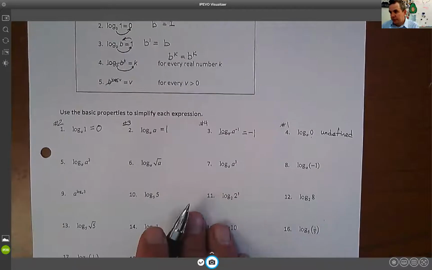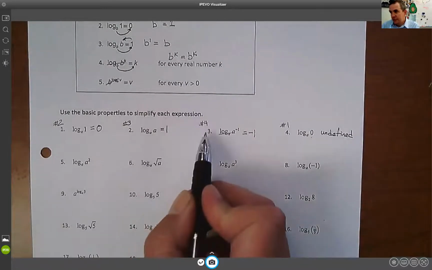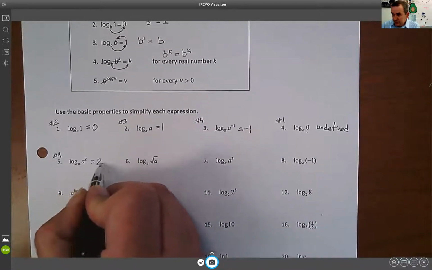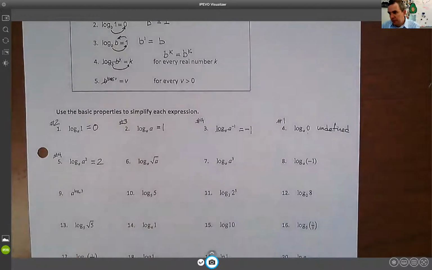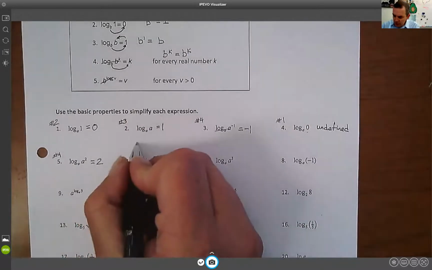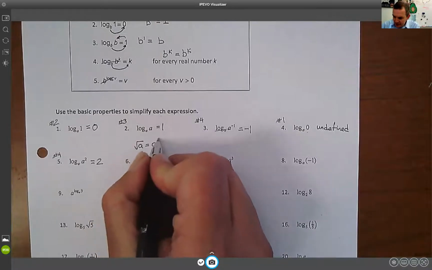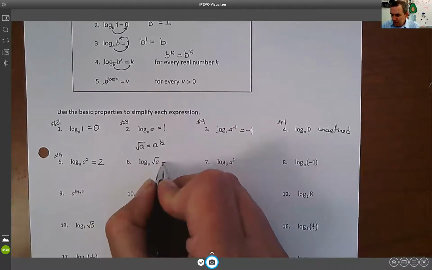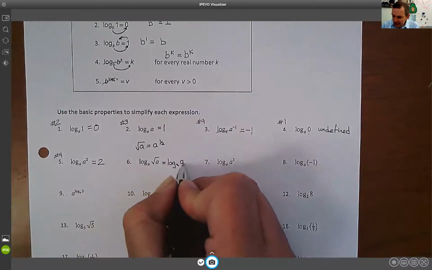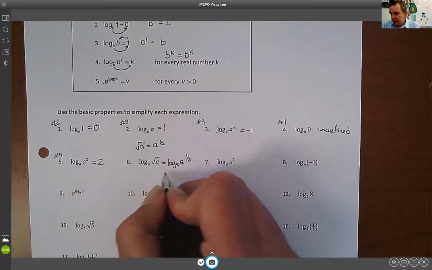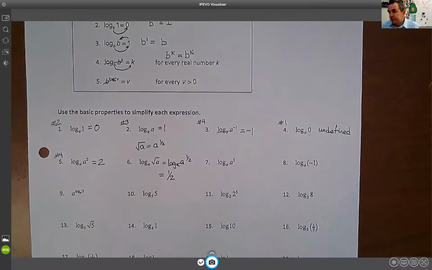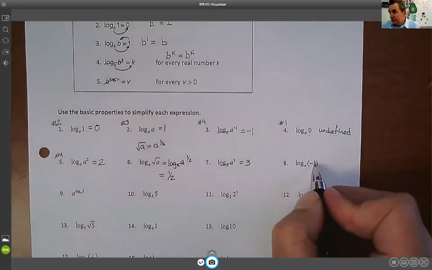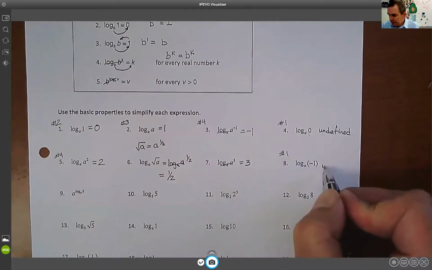As we walk through the rest of them, this one follows the same logic as number 3. This follows this rule, log a of a squared is going to be 2, the exponent. This one is a special one we have to pay attention to. The square root of a is the same thing as a to the 1/2. Right now these two bases aren't the same because the radical's there. But if I rewrite this as log a of a to the 1/2, I'm left with 1/2. This one, with the same logic, is going to be 3. This is a negative number, so following rule 1, this is undefined.